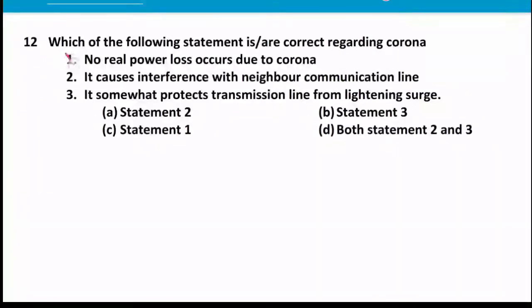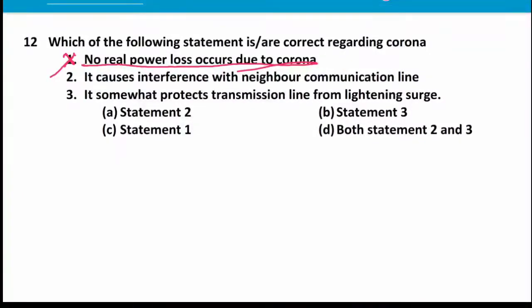The first one is not correct, because no real power loss occurs due to corona. This is not the correct statement, because some real power consumption occurs due to corona, because of the ionization of the nearby air at the surface of the transmission line conductor.